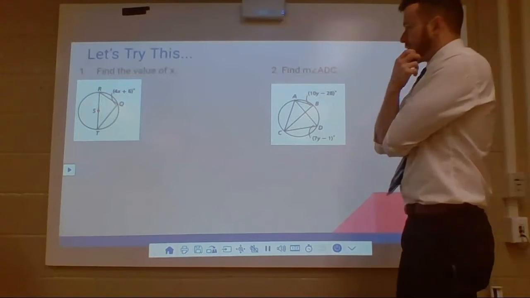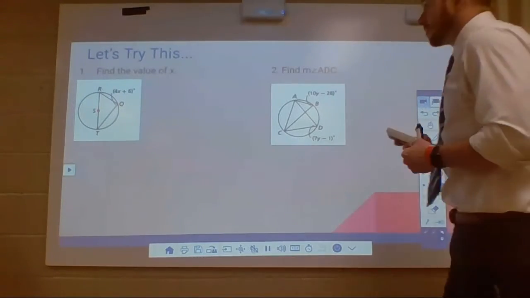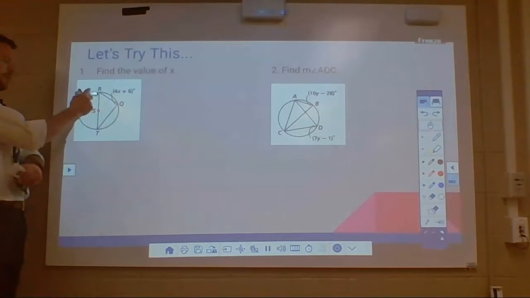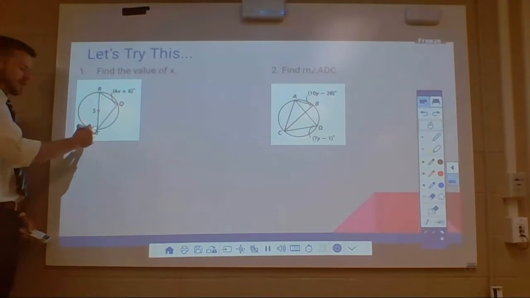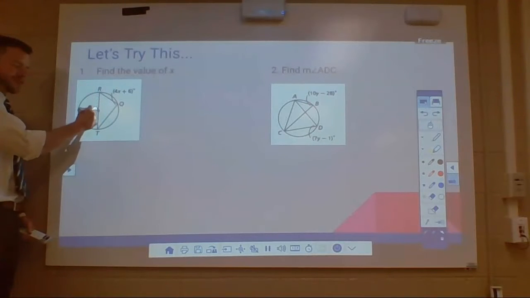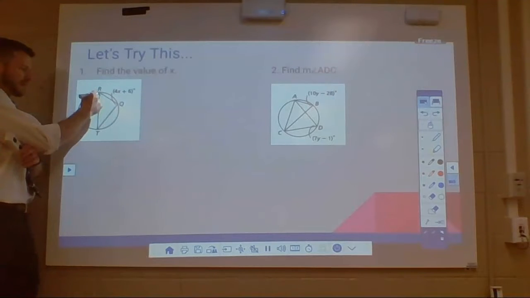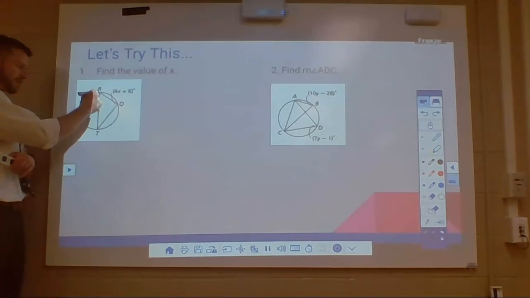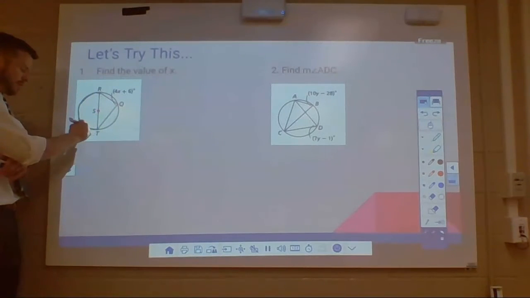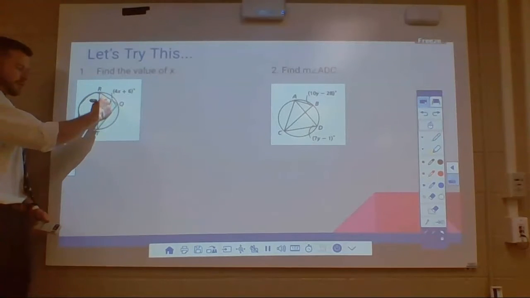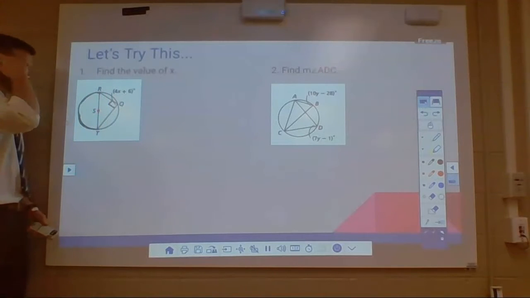Number one tells us to find the value of x. So let's see, we're actually going to be just applying what we already learned. What we have here is a diameter. See, RT passes through this point S. So this must be a diameter. Well then, if that's the case, we have a right triangle here because this diameter cuts the circle in half. So this is a semicircle. So if this is a semicircle, then this must be a right angle. This triangle is going to be a right triangle.